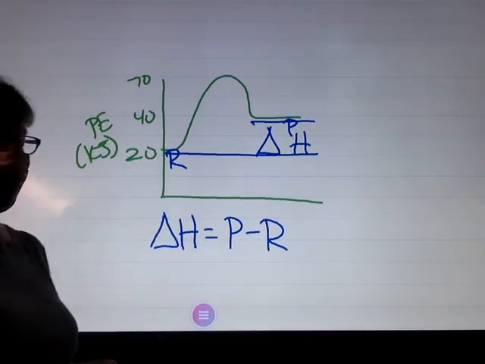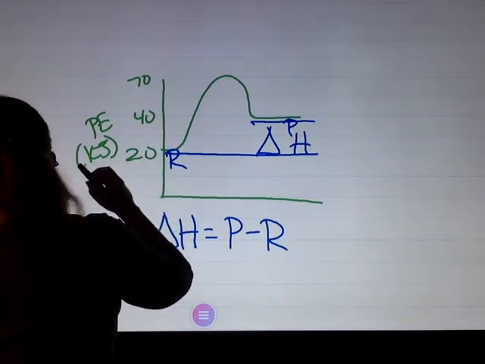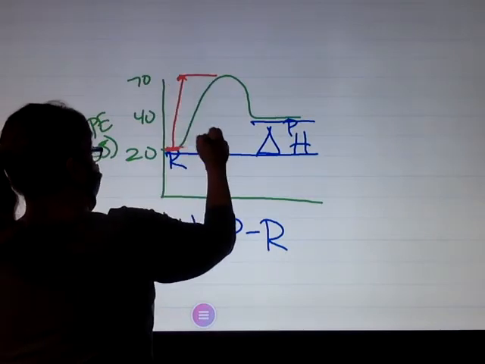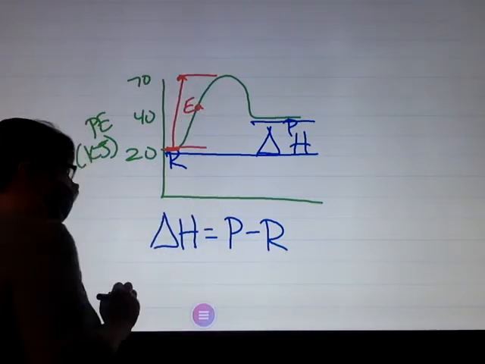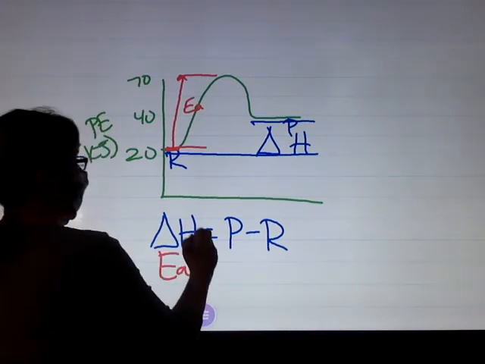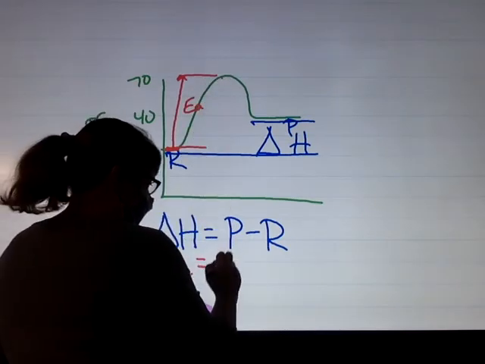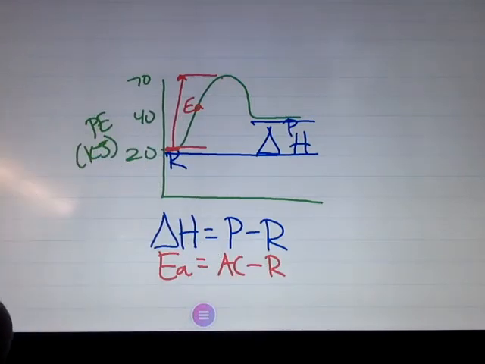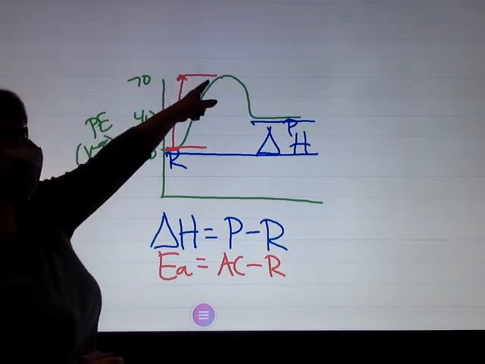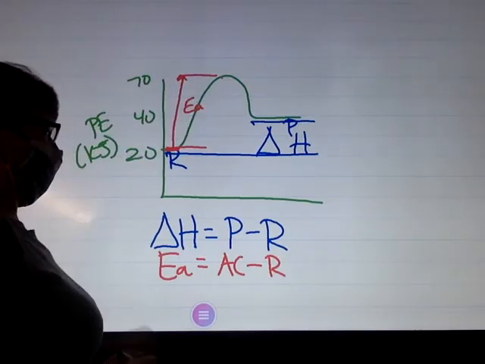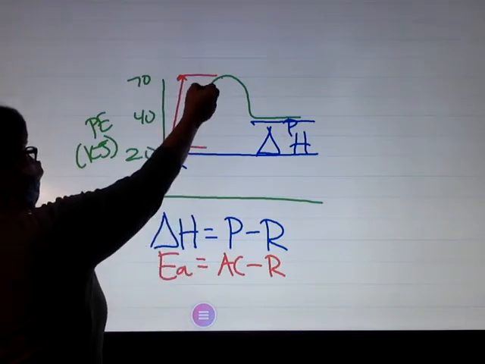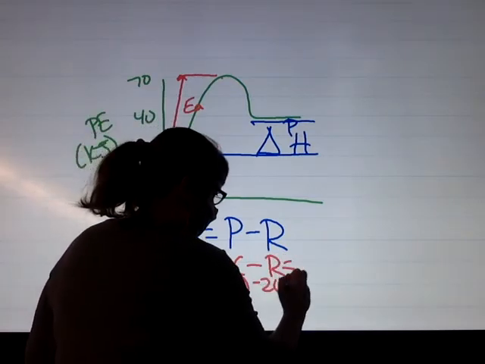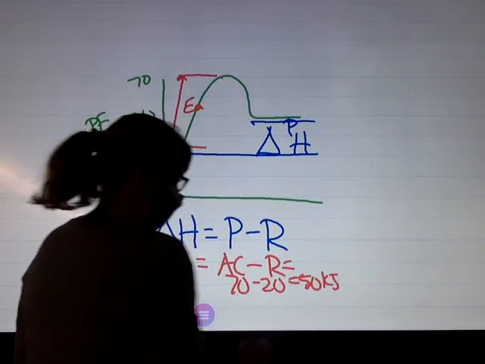Products minus reactants. Okay, the other thing I saw a lot of errors on, you go from the reactant up to the top of the hill, that amount is your activation energy. So your activation energy is from the top, your activated complex, minus your reactants. That was a big thing. People kept saying the activation energy was 70, right? Well, it's not. In this case, the activation energy is 70 minus 20. Right? 70 minus 20 is 50 kilojoules.